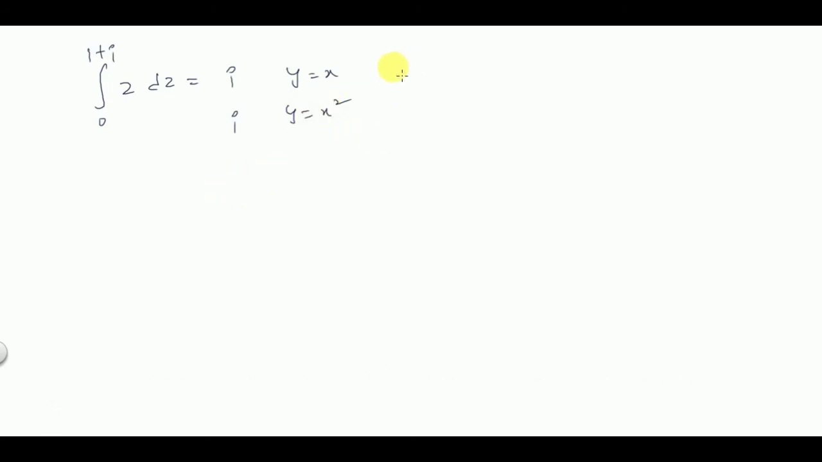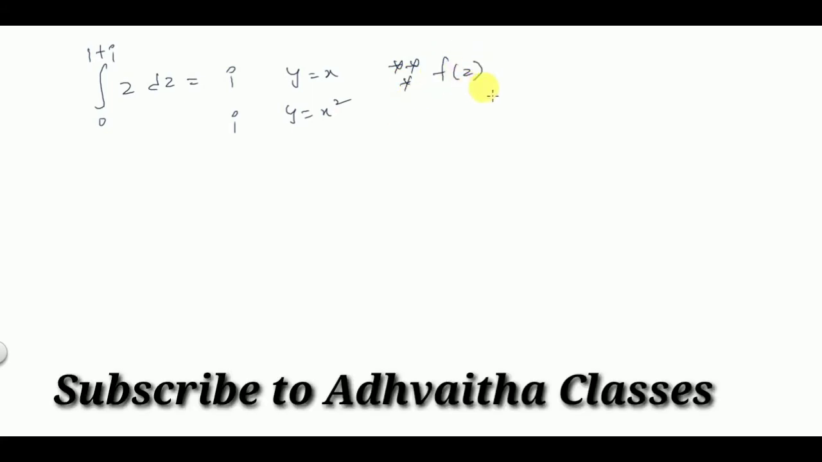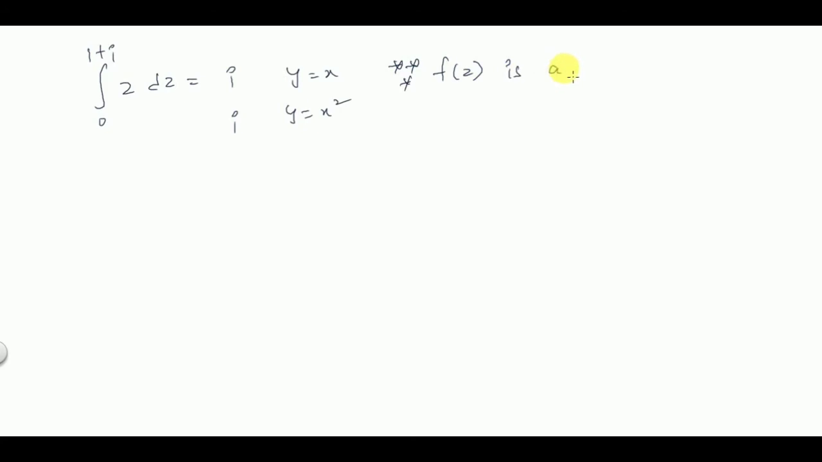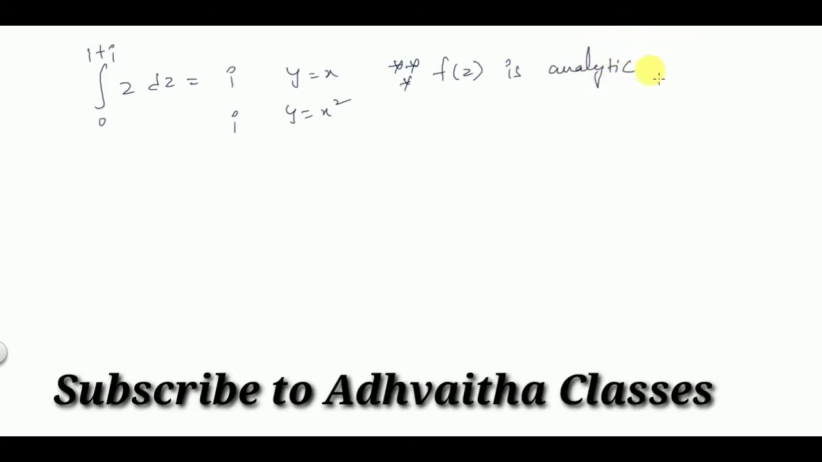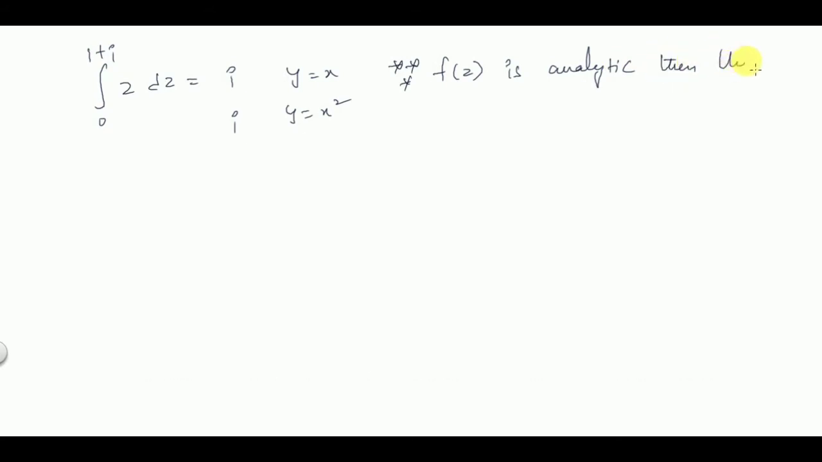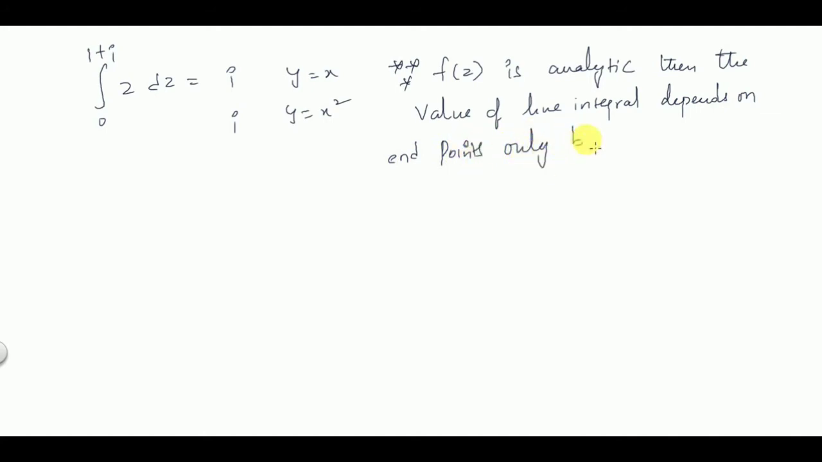Okay, so what is the important point you have to remember here? If the given function f of z is analytic, then the value of the line integral depends on endpoints only, but not on the path.